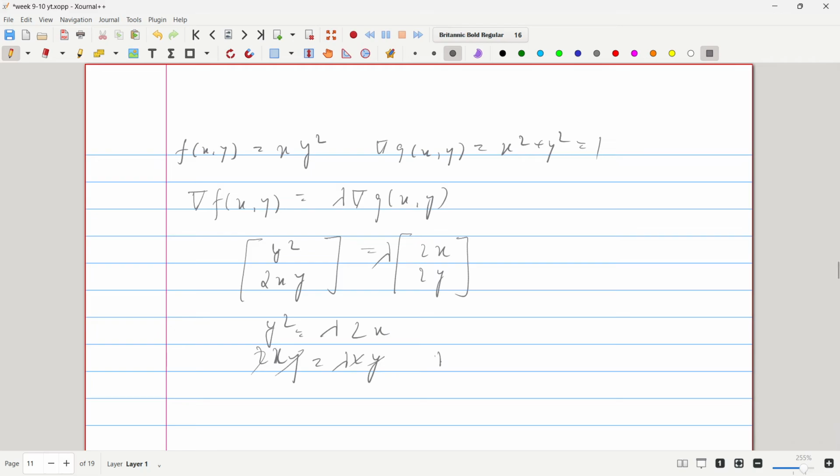2y will be cancelled out. Lambda is equal to x. If you substitute x with lambda, it will be 2 lambda square. So y can be written as plus minus root 2 lambda. Okay.